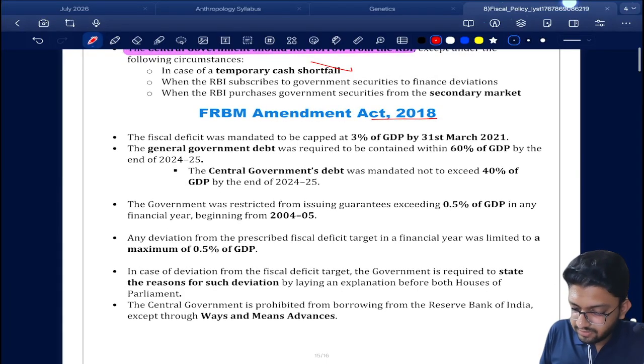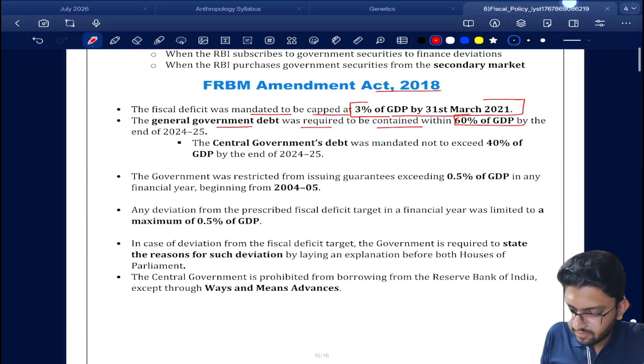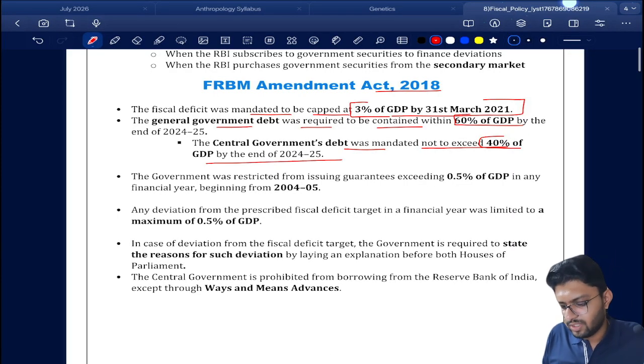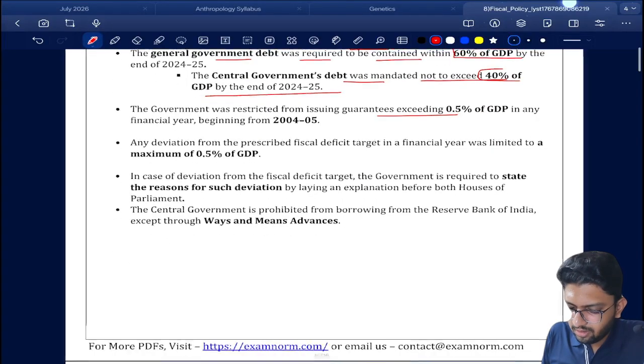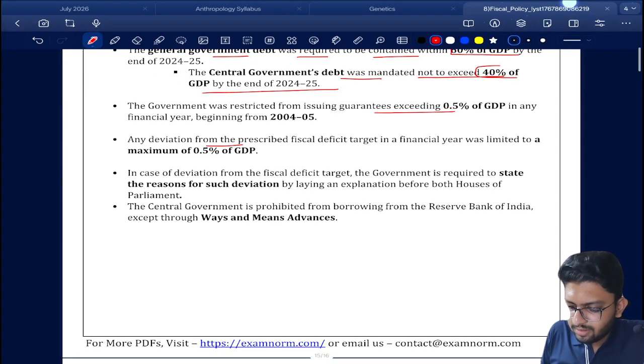FRBM Amendment Act 2018. The fiscal deficit was mandated to be capped at 3%. The general government debt was required to be contained within 60% of the GDP. The central government debt was mandated not to exceed 40% of the GDP. Okay, fine. The government was restricted from using guarantees. Okay, any deviation from the prescribed fiscal deficit target in a financial year was limited to a maximum of 0.5%.